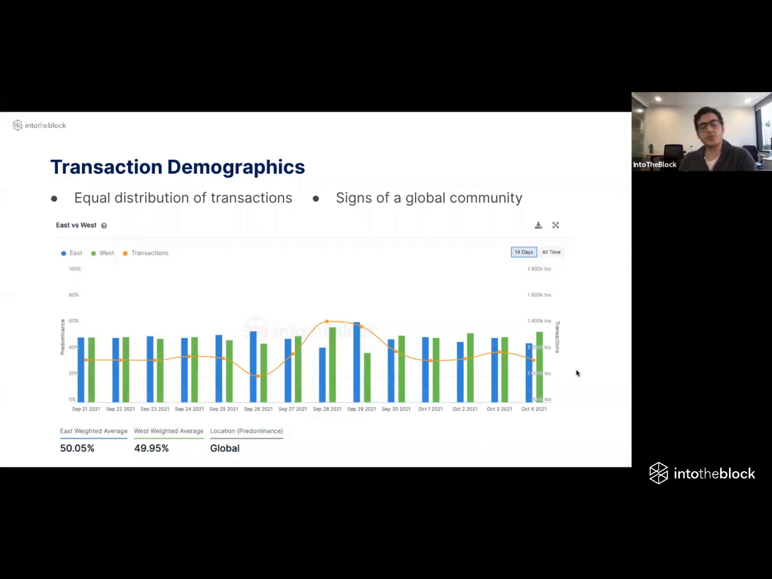In terms of how those transactions are distributed, we see here a positive sign that there's a relatively equal distribution globally. Based on the times that those transactions are taking place, we classify them into the Western or Eastern hemisphere, sort of a heuristic to determine the composition of the participants in the network. And so we classify it as a global distribution, which shows that there's a global community behind Algorand, and that it's not just skewed towards one part of the world.